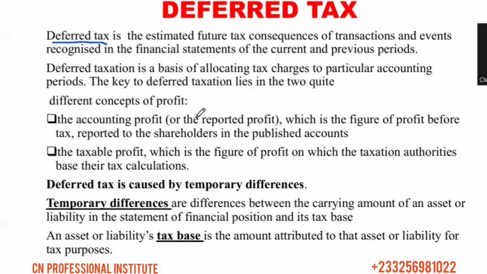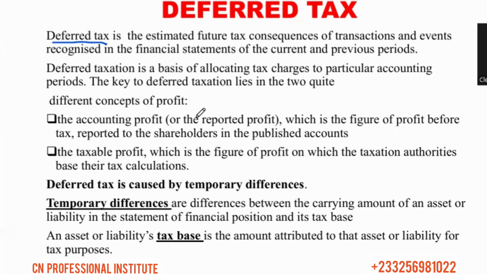Now, we said deferred tax is the estimated future tax consequence of a transaction and event, right? Recognized in the financial statement of the current and previous periods. So we are looking at the future tax consequence of what we are doing today, of the transaction that we are recording today. What is its future tax consequence? That's what we mean by deferred tax. Not now, but deferred to the future. What is the tax consequence of whatever you are doing today?